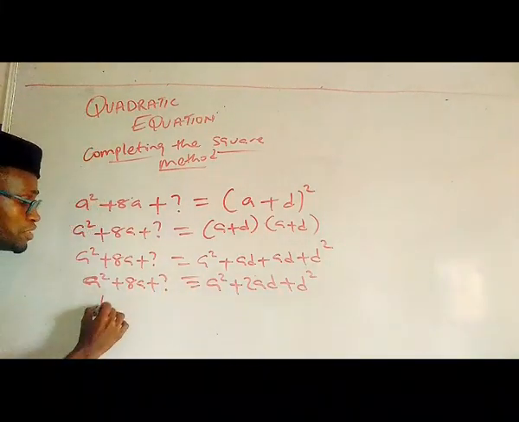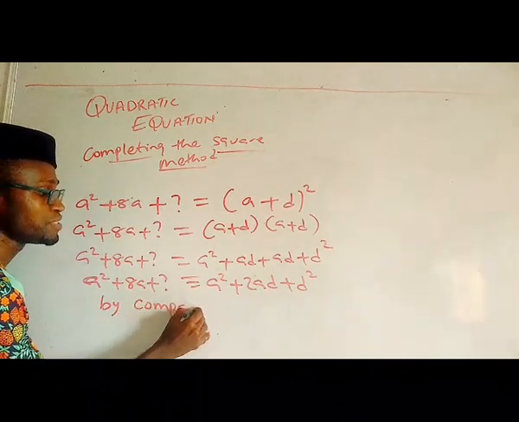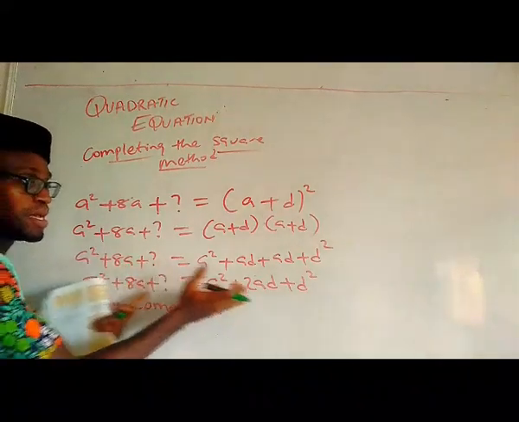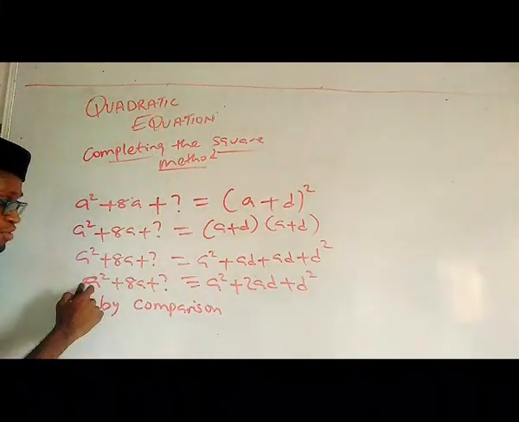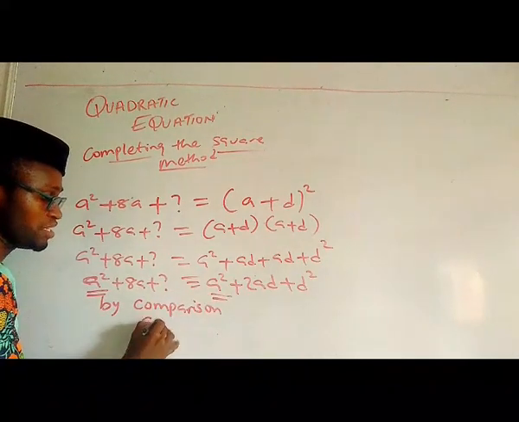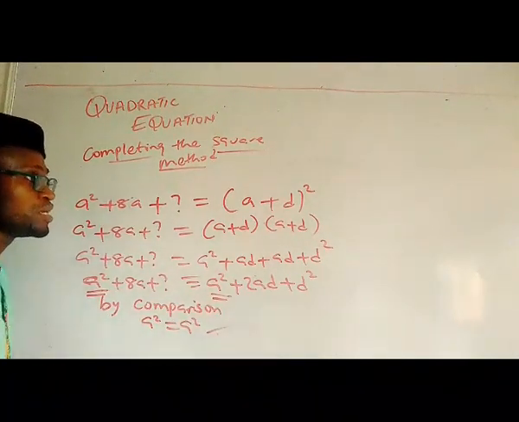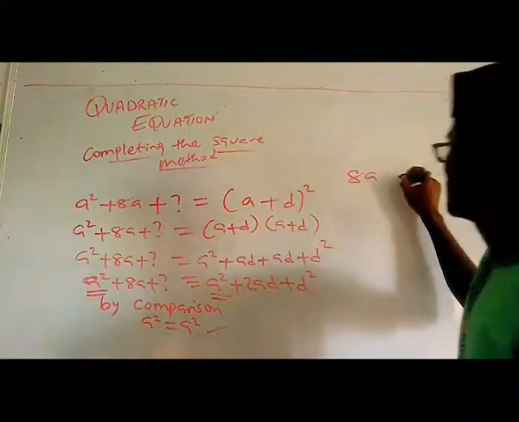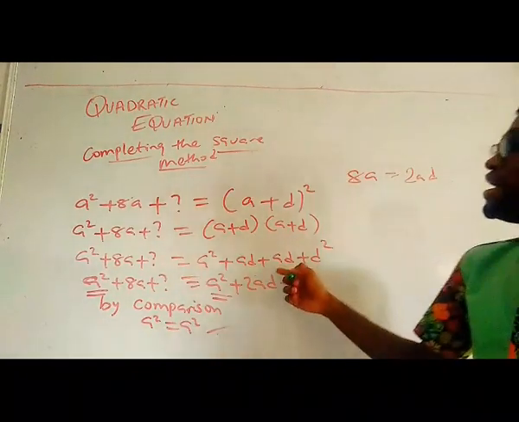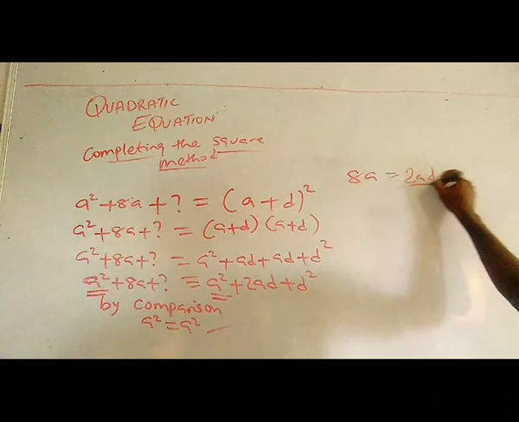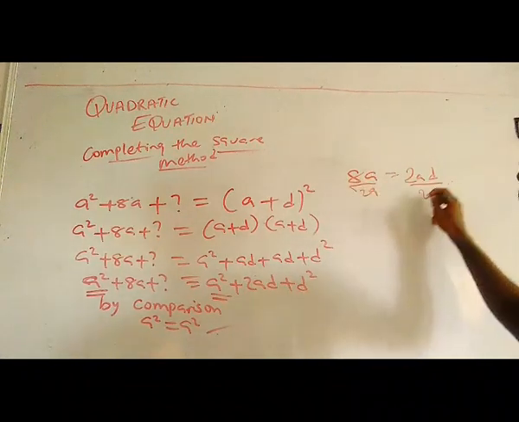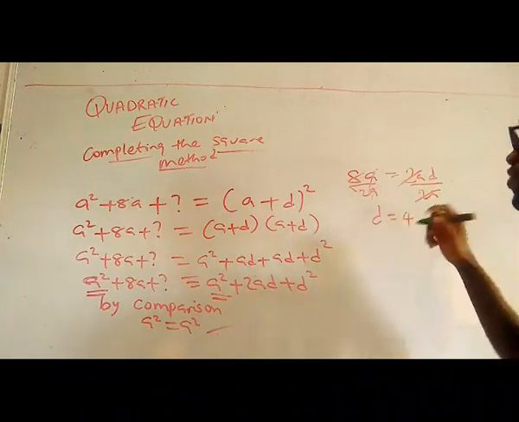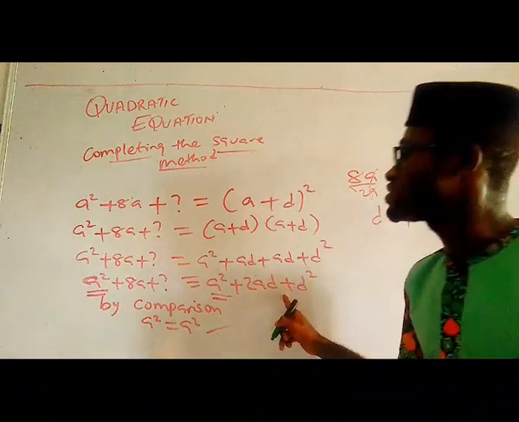Now what we are going to do is say by comparison, that is to say we are comparing this and this. Looking at the first side, we have A squared is the same as A squared. That's good. Now we also see that 8A is the same as 2AD. Now what you just do is divide both sides by 2A. 2A cancels 2A, our D becomes what? A cancels A, this is going to give us 4.